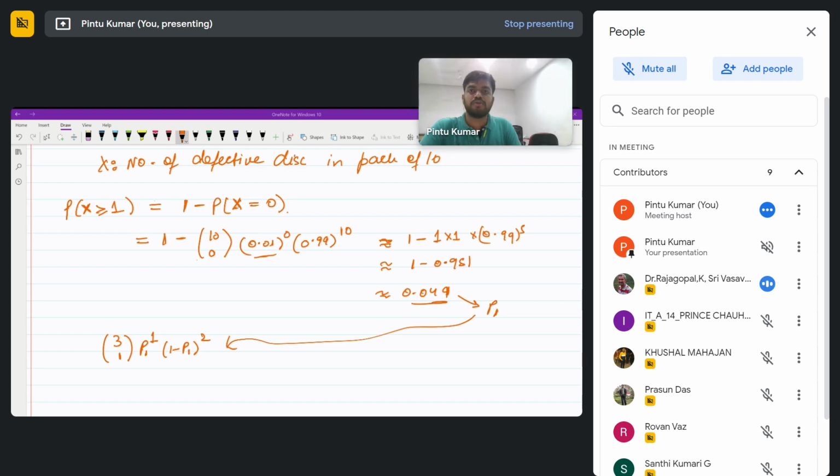Sir, in the above calculation, 1 minus 1 into 0.99 to the power 5, it should be 10, I think. 10, right? Yeah. Thank you. Then the value would change. Yes, sir. So then it would become 0.9043.